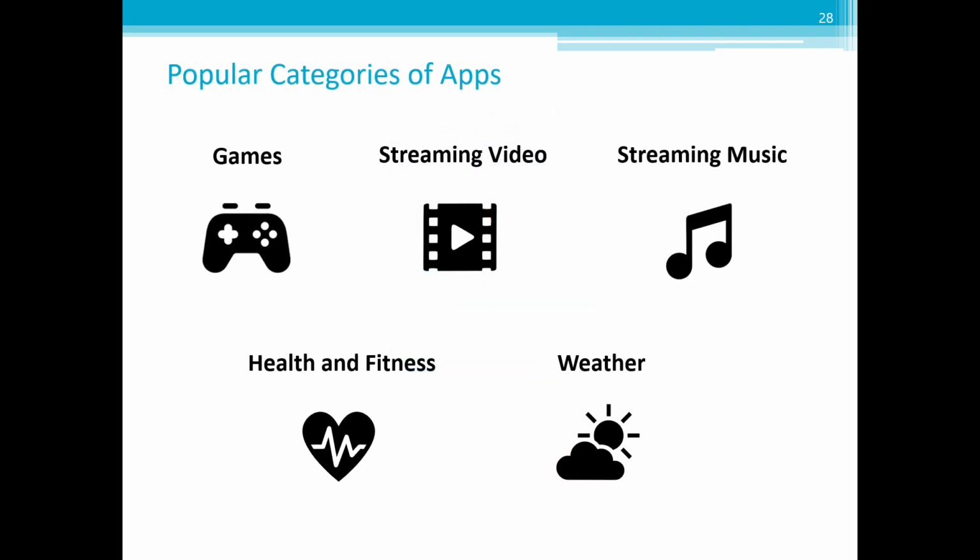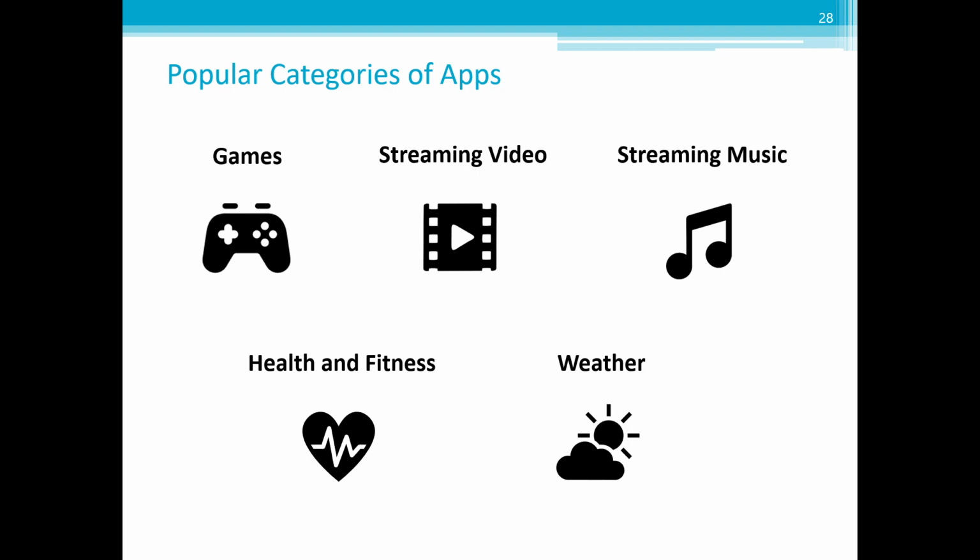Okay, so next we have different apps that you can download on your phone, just categories. There's games, there's streaming video, streaming music, health and fitness, weather. I have an app for health and fitness. It will track my walking, will track the food that I eat. I'm sure my son has tons of games on his phone. You can access the weather. Lots and lots of different categories that you can download apps.